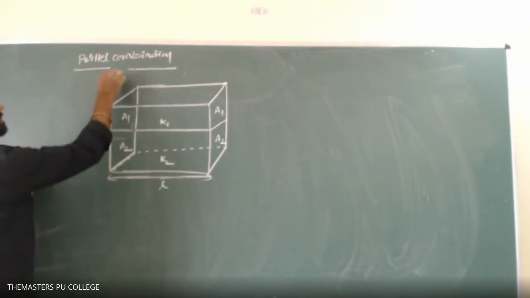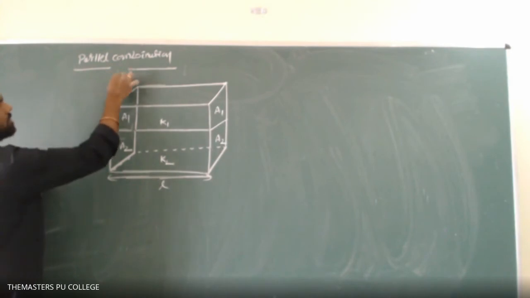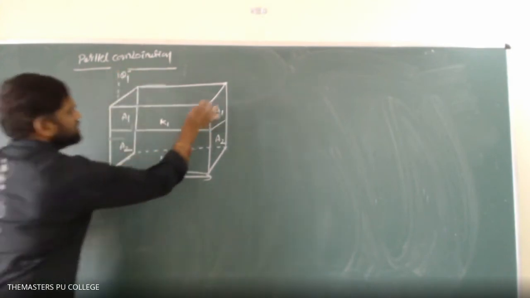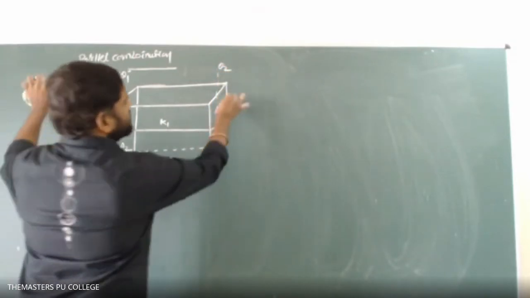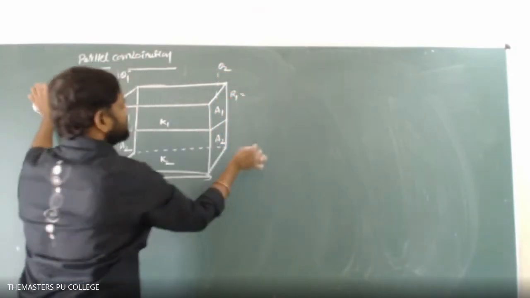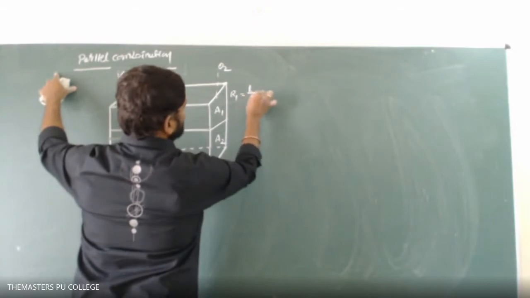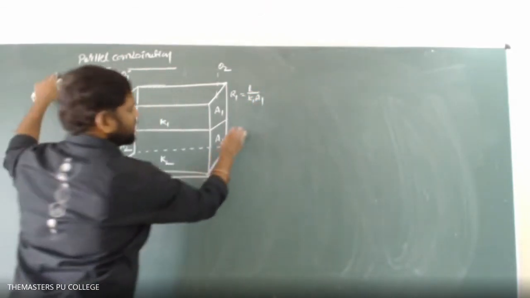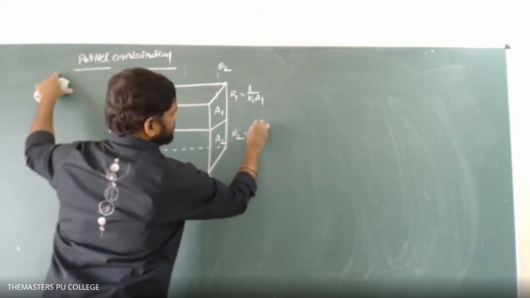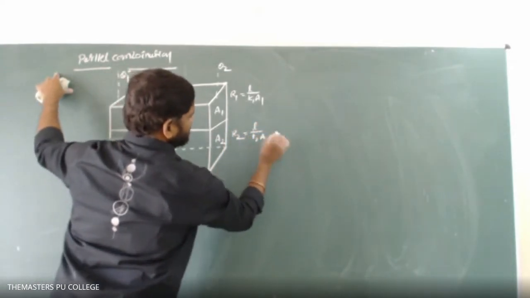Let one end of this entire slab be maintained at theta 1 degree and the other end at theta 2 degree. The thermal resistance of the first one, R1, is L divided by K1 A1, because L is the same. And the thermal resistance of the second one is R2 equals L upon K2 A2.